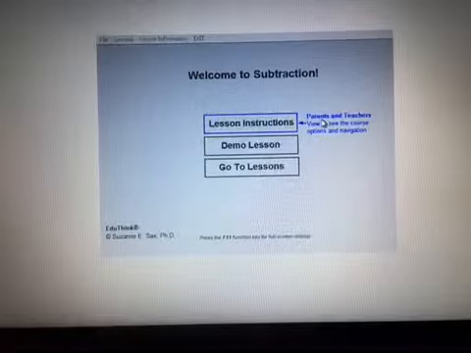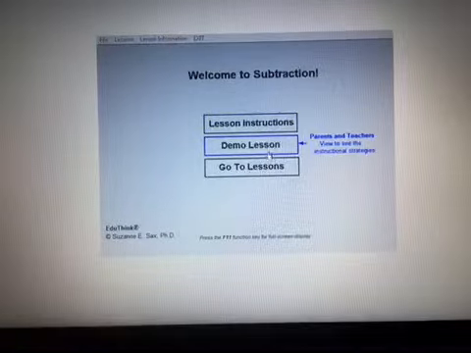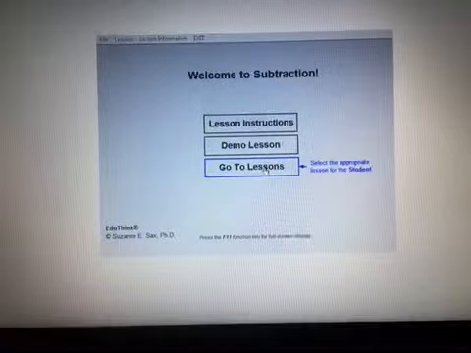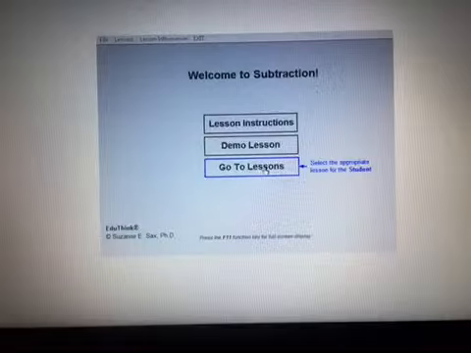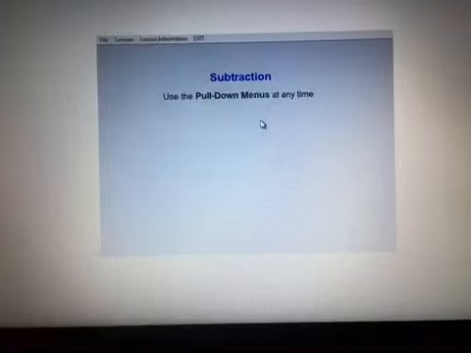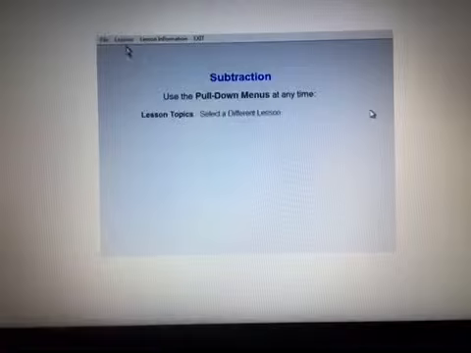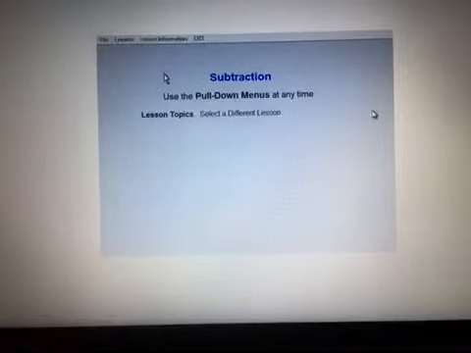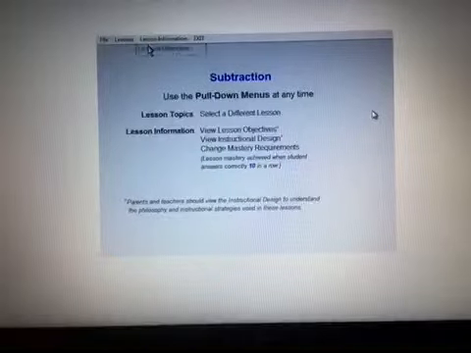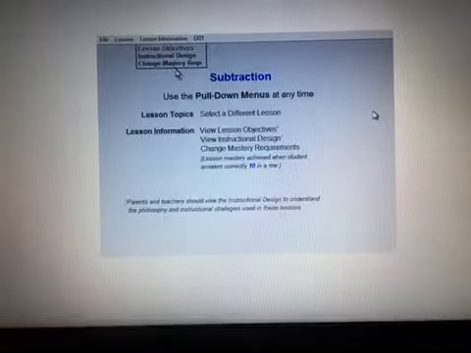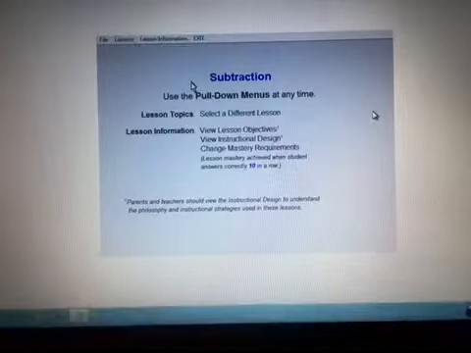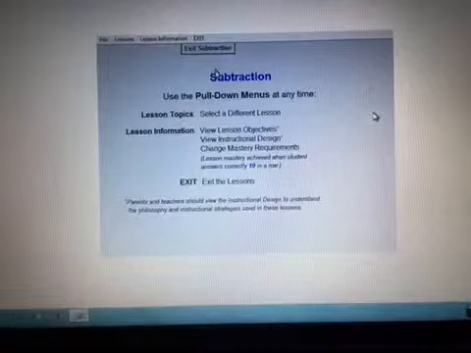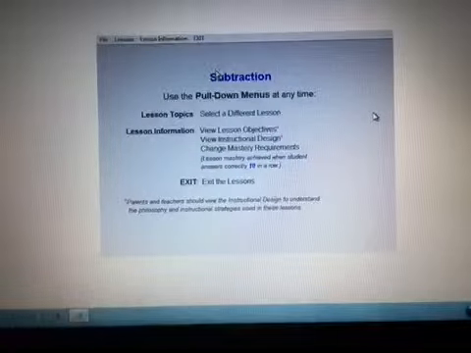We first have our lesson instructions, our demo lesson. These are for the helpers. And then the lessons, which are for the students. As always, you have access at all times to the lessons, the lesson information, and then the exit, which provides information on the student's performance.